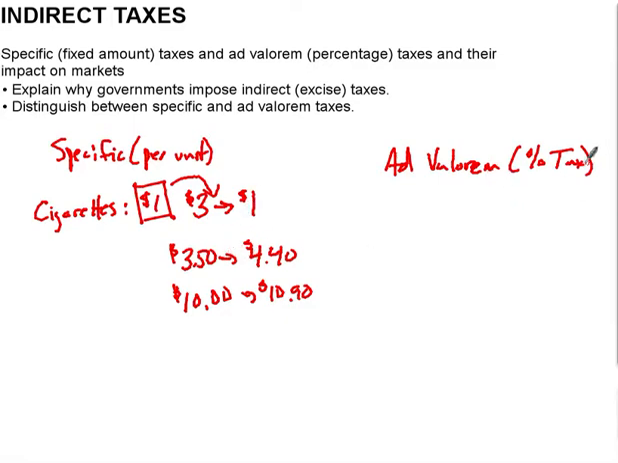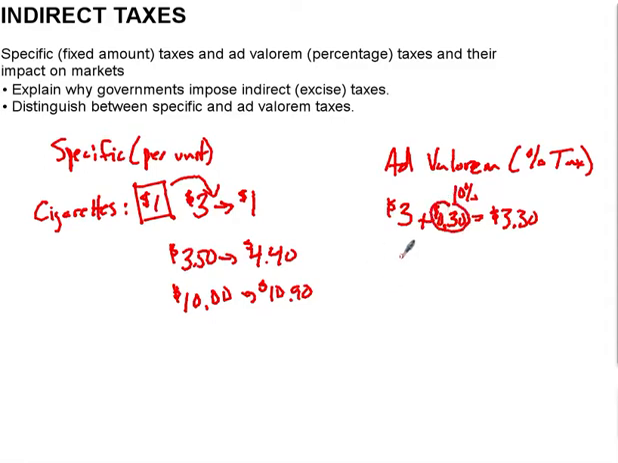So the ad valorem tax, or the percentage tax, is a little bit different. So let's say that cigarettes were $3, and we're going to charge a 10% ad valorem tax. All right, and so this $3, we'd have to add on 10% of that, so that would be 30 cents. And so the final price would be $3.30. So the tax for this would be 30 cents.